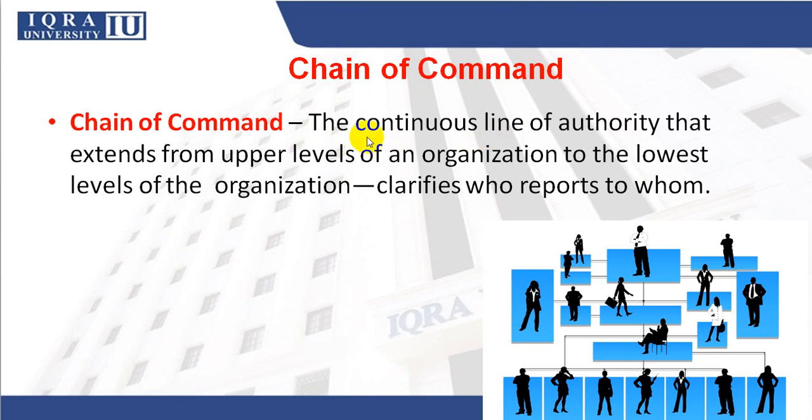And if I talk about the whole definition, it's the continuous line of authority that extends from the upper level of an organization, like top to the bottom, to the lowest level of organization, and clarifies who has to report to whom. So it gives the idea that if a problem has occurred, or how a system will run, basically who has to report officially to whom, who is responsible for doing what task. Chain of command clearly makes us understand that.